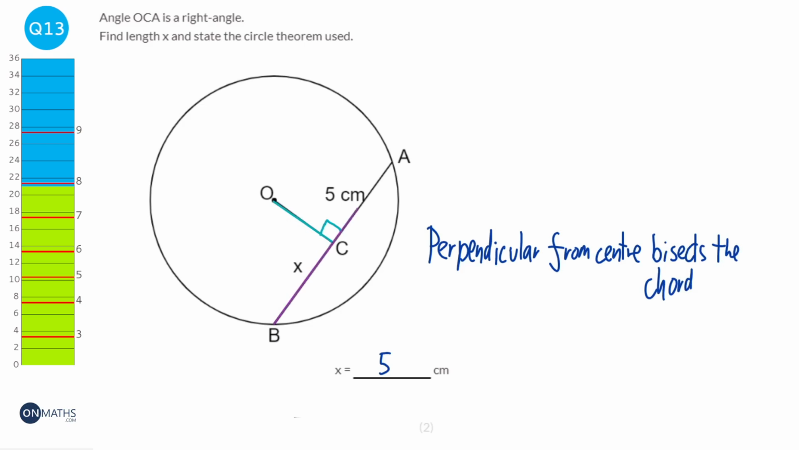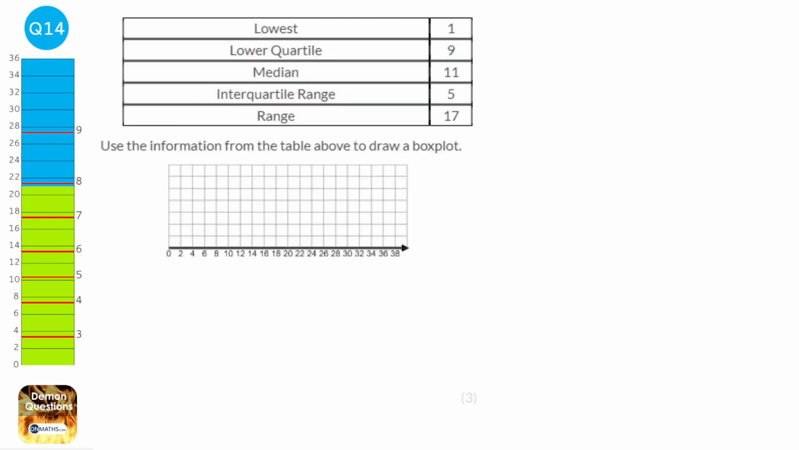and we've got it hitting a chord, and a chord's just a line across a circle. But the key word here is bisects. What bisects means is that it will hit it halfway, at the midpoint. So if it's at the midpoint, that 5 centimeters will equal the x. A box plot starts with the lowest value, then it goes to the lower quartile.